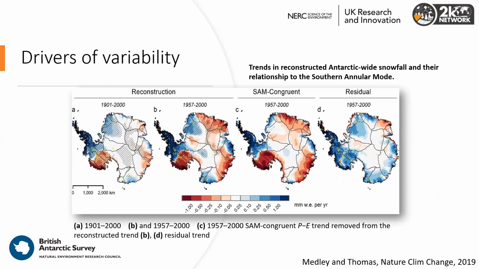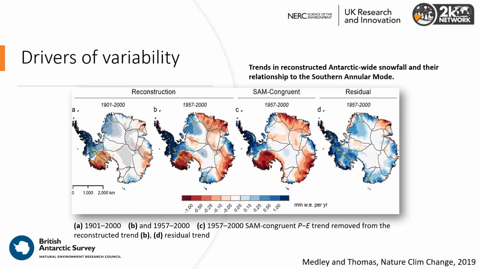So in addition to the kind of changes in sea ice, these new compilations have actually helped us look a little bit more at what's driving the variability. So we know sea ice itself is dynamically linked to changes in ocean conditions, surface air temperature, but also in the atmospheric circulation, so particularly in the winds.